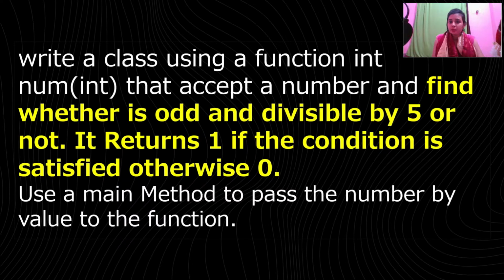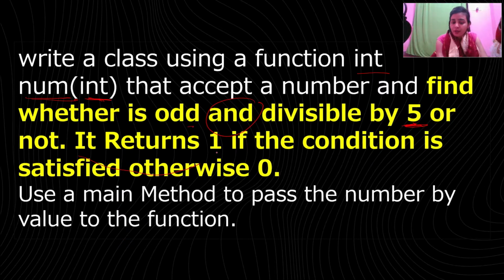That is very simple. What we have to do is create a function, and the function name is given: int num(int). It will accept a number. Since an integer is given there, this number will be accepted by the function. It returns an integer value and also accepts an integer value. We have to find whether the number is odd and divisible by 5, so the number must be odd and it must be divisible by 5. We have to check for that.